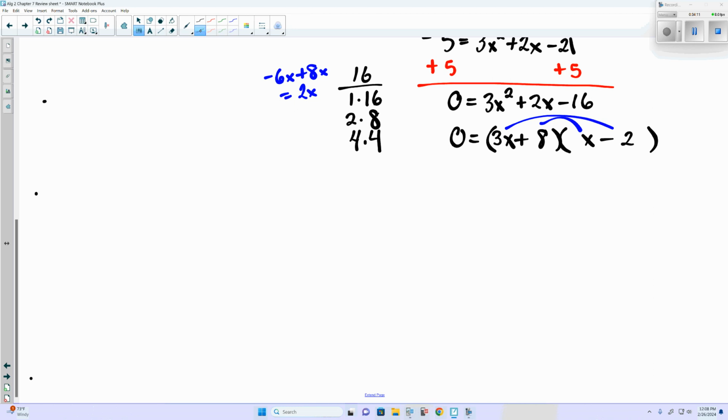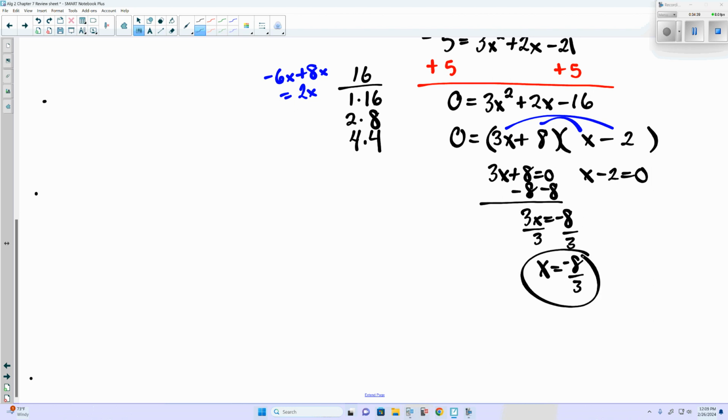Whenever we have two things multiplied together to equal 0, one of these two expressions is going to have to be 0. Either 3x plus 8 is going to be 0 or x minus 2. Now we just solve for x. So we would subtract 8 from both sides, telling us 3x equals negative 8. Divide by 3, telling us x is equal to negative 8/3. Our other side, x minus 2, we would add 2, telling us x is equal to 2.